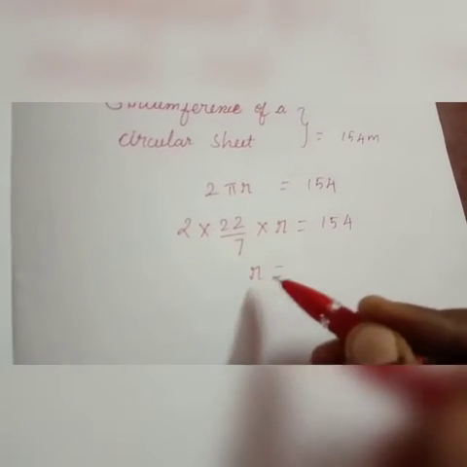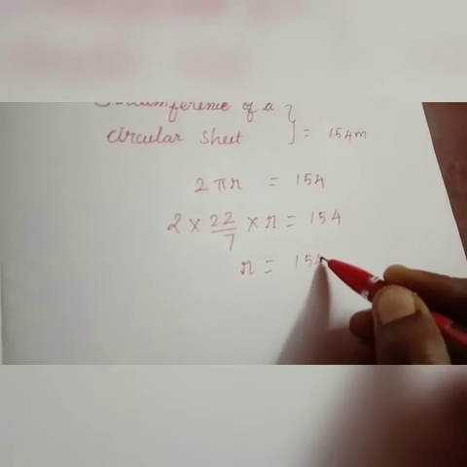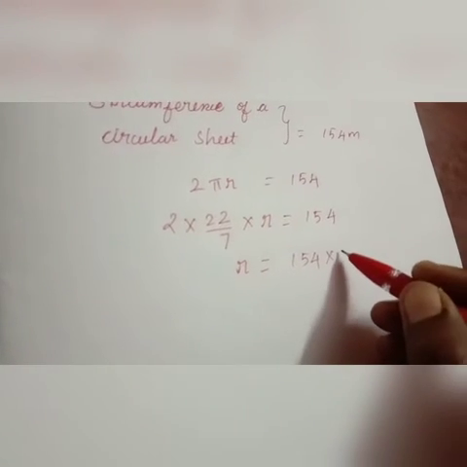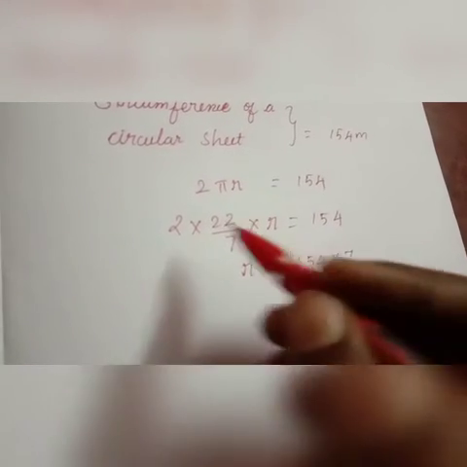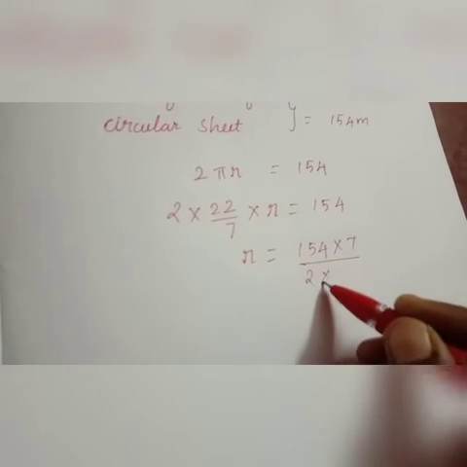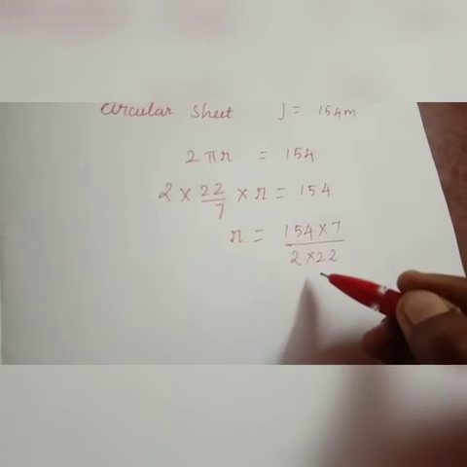Now we can keep r alone on the left side. The remaining we can bring to the right side. 154 into 7: while bringing the 7 to the right side, we should write it in the numerator, because on the left side it is in the denominator. That means divide. Next, both are in product, so we have to bring both 2 and 22 into the denominator. Divide. Now we can simplify.